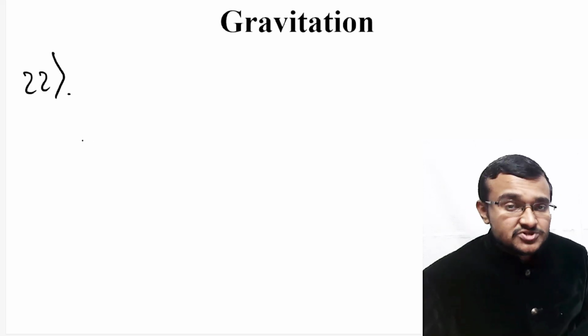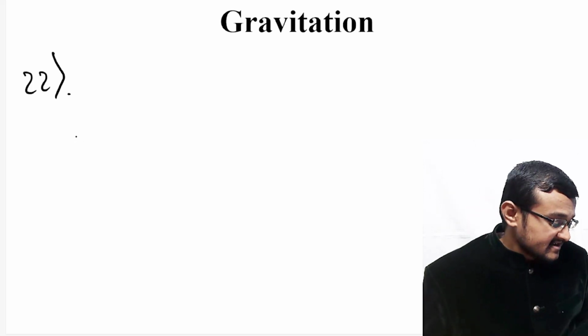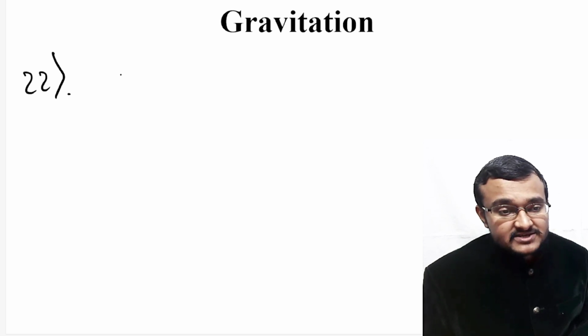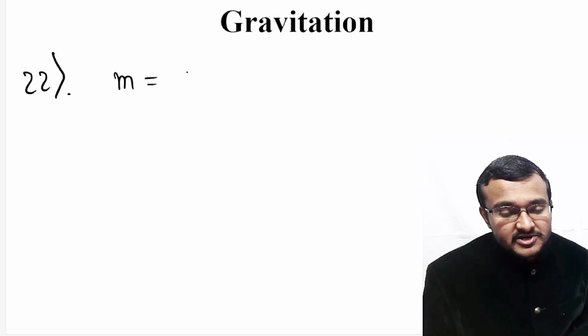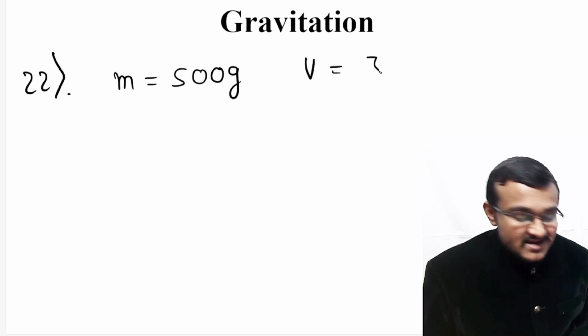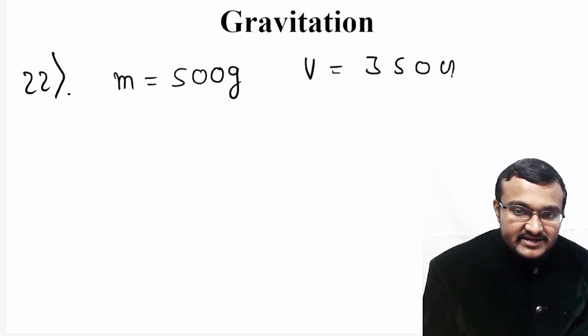Coming to the 22nd question in this exercise, here they have given the volume of a 500 gram object. So they have given the mass of the object as 500 gram and the volume of this object is 350 centimeter cube.